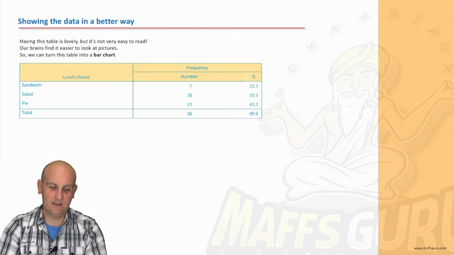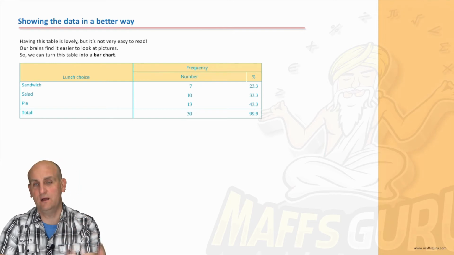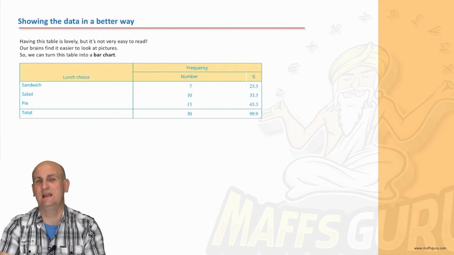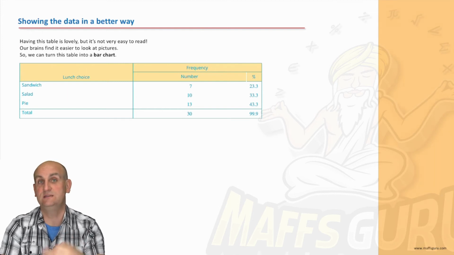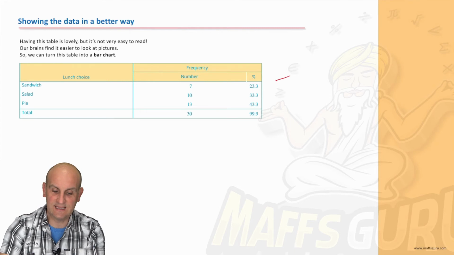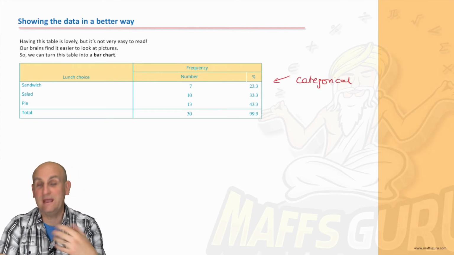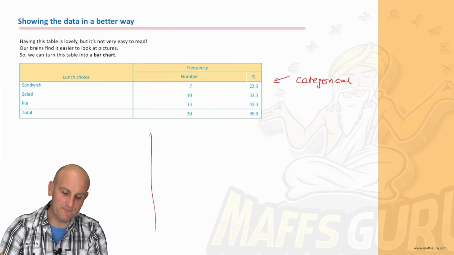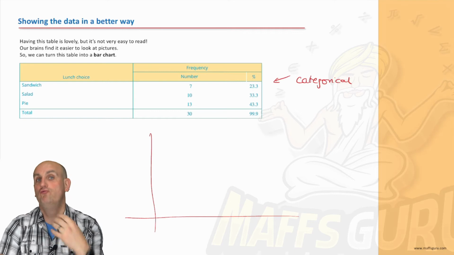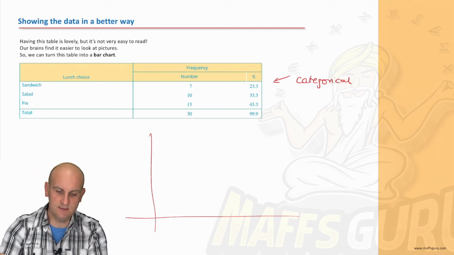Now, obviously, showing data in a table isn't particularly helpful to us. We like diagrams. And when we have a frequency table, because this is categorical data, one of the best ways we can represent this is something called a bar chart. Now, you've met bar charts before. There are rules to these bar charts. So up the top goes frequency. Along the side goes the category.